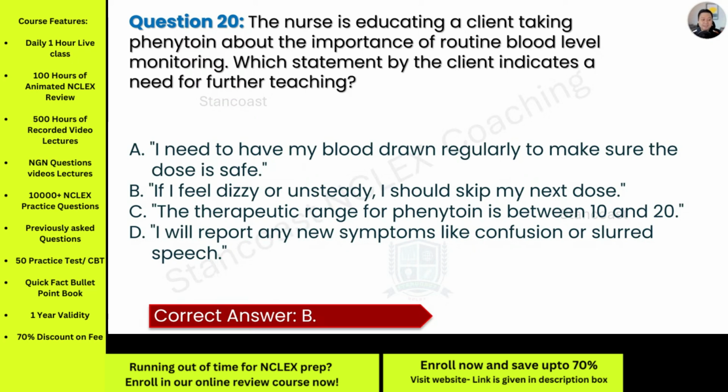All right. So if you select the letters A, C, and D, these are all incorrect. For letter A, this statement reflects an accurate understanding of the need for routine monitoring of phenytoin blood levels. Same thing with letter C. This is a statement that is also accurate with that level between 10 and 20. Letter D, another statement that is correct. This demonstrates understanding of the phenytoin toxicity as well.